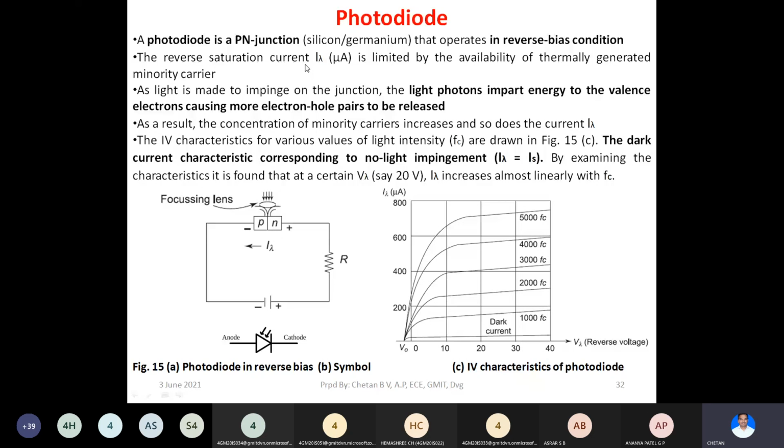And why does this reverse saturation current occur? This occurs mainly due to the minority carriers which are generated thermally due to the room temperature or the ambient temperature. These minority carriers will be generated across P and N type semiconductors, and due to these minority carriers, a reverse current of a very small quantity will flow through a reverse biased PN junction diode. Now you know that light is nothing but a pack of photons, right?